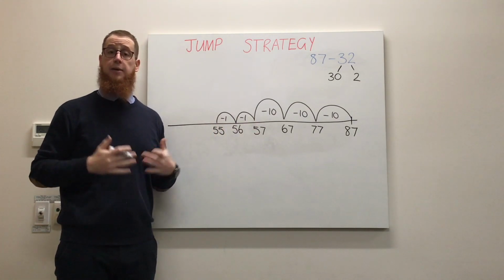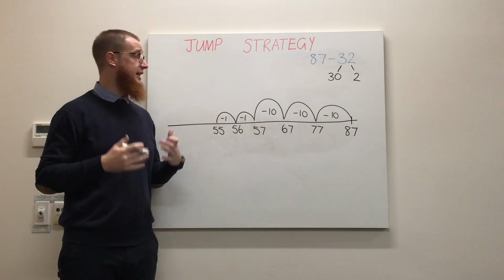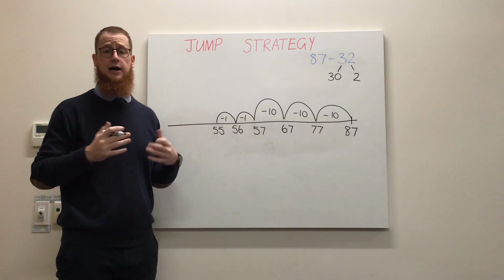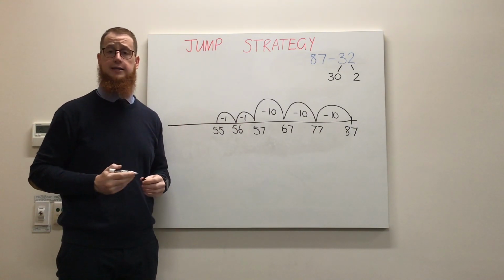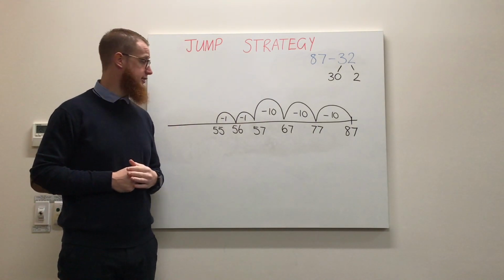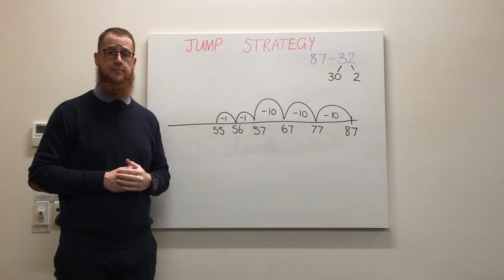I've now taken away my 30, my 3 jumps of 10, I've taken away my 2 jumps of 1, and so I've taken away my entire 32 from my original 87. And so therefore we can say 87 minus 32 equals 55.